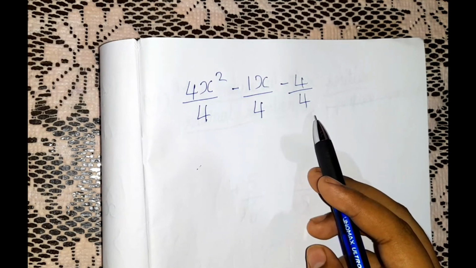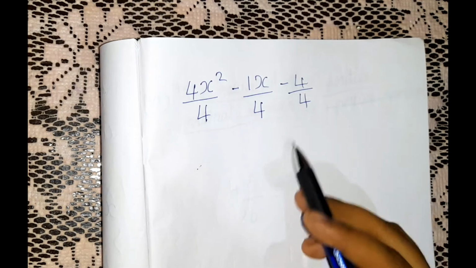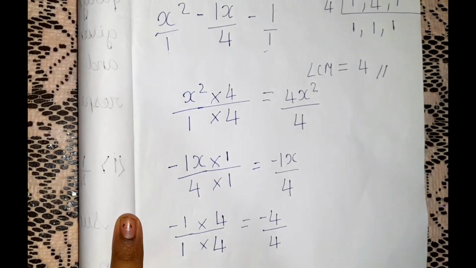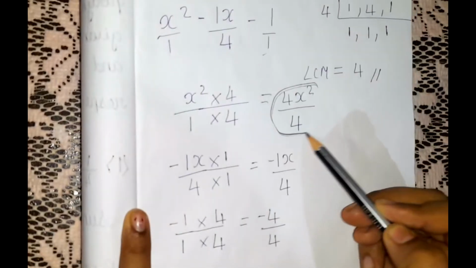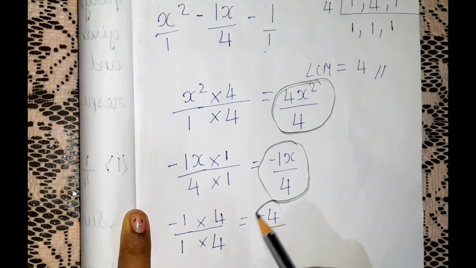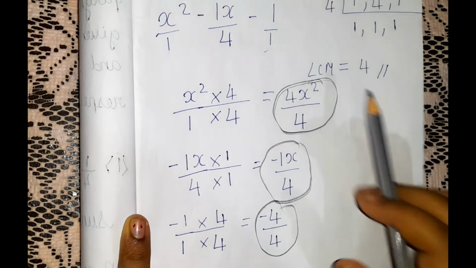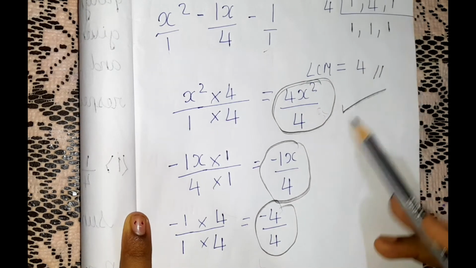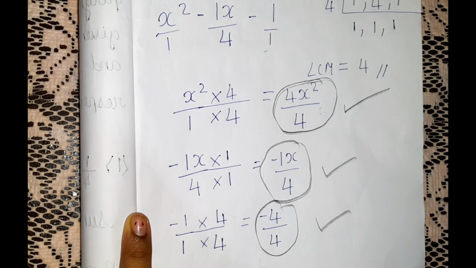Okay. So, you guys might be confused about where we wrote this from. So, let me just show that. I took 4x square divided by 4 and minus 1x divided by 4 and minus 4 divided by 4. I took these values. Why? Because after solving it, we got these values, right? So, I took this one and then this one and then this one. Okay.